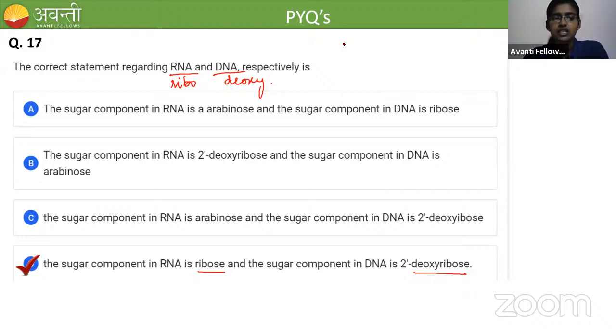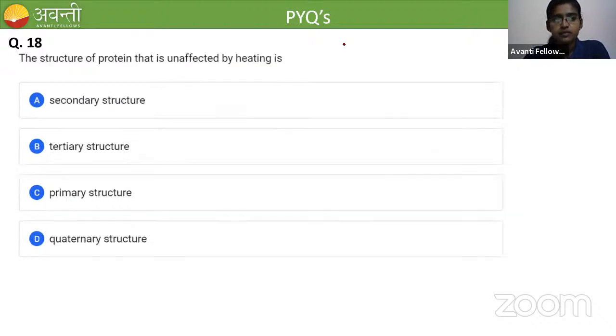So I want to go with the last question for today's session. That is, the structure of protein that is unaffected by heating is. While heating, only the secondary, tertiary and quaternary structures get affected. Primary structure remains intact. So the answer is primary structure. The primary structure is unaffected by heating because in primary structure, you can see all the amino acids connected in a linear fashion. There is no interaction. So even if you heat it, no bonds are going to get disturbed.